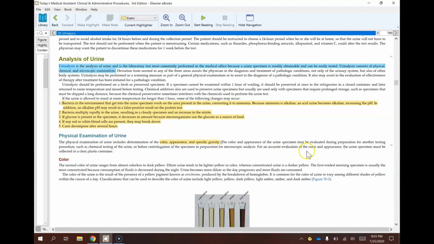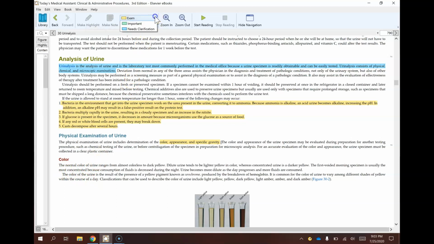Those things are important, and I'm going to highlight them. The color and appearance of the urine can just be evaluated by looking at it, right? The specific gravity is something you will test with your dipstick in our lab. So talking about the color, the normal color of urine can range from almost colorless to a dark yellow.